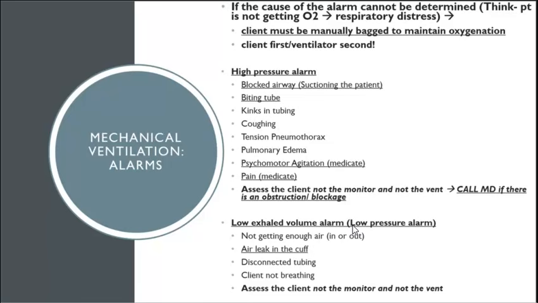Low pressure alarm. There's an air leak. There's still pressure, but there's no obstruction. It's just leaking, so the patient's not getting enough air. Assess the client, not the ventilator. It could be the tube got disconnected. Client may not be breathing. There is a leak somewhere and there's not enough. There's still some air. It's not completely blocked, but they're not getting enough. So low pressure, low air; high pressure, bad news, big blockage. But you're always assessing the patient first.